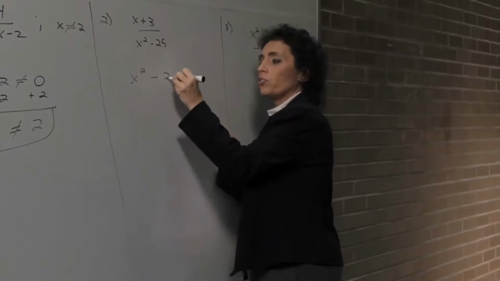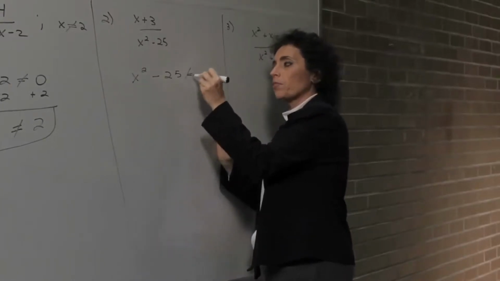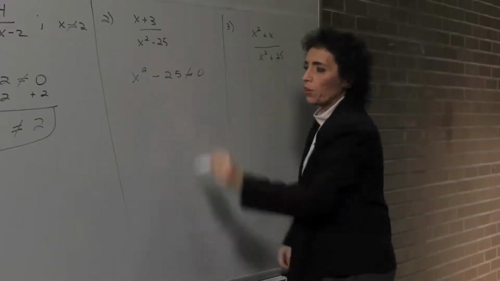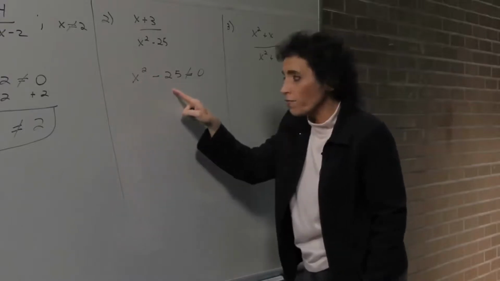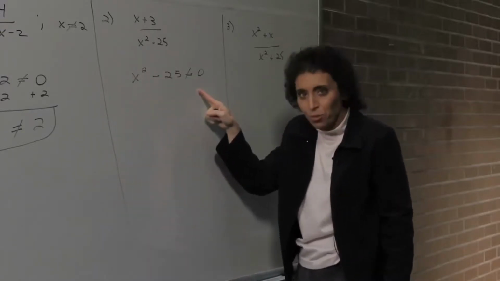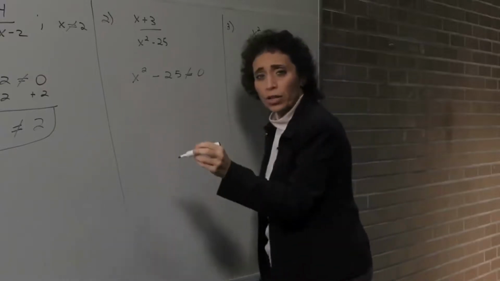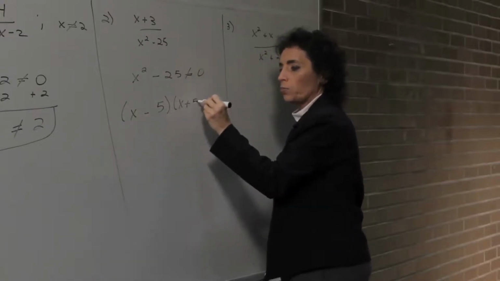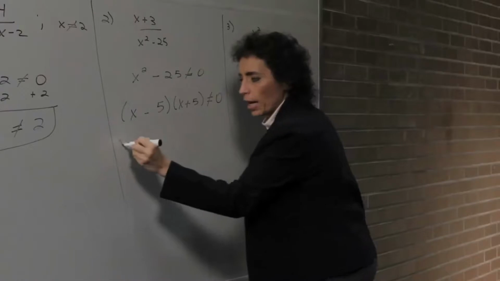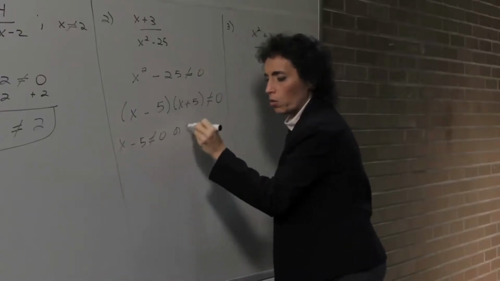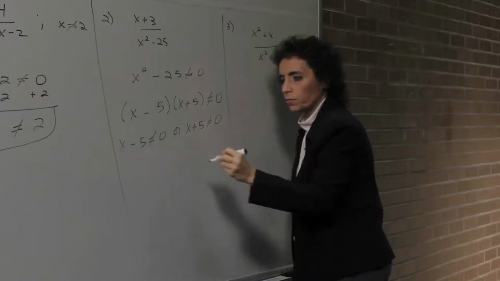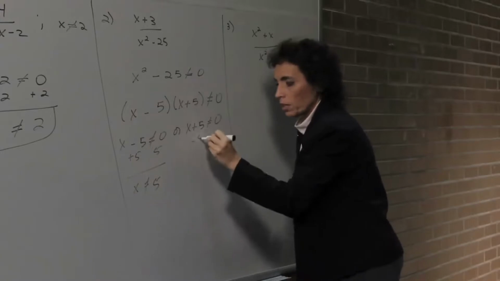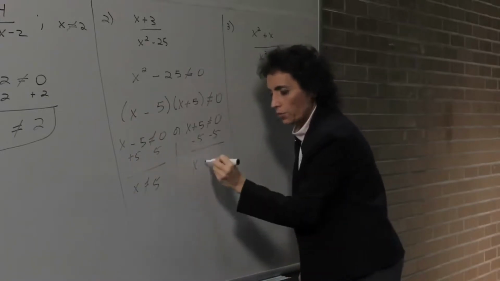x squared minus 25 cannot be 0. Well, now, x squared minus 25 cannot be 0. Look what happened here. This is a quadratic, so I could factor this, set each factor not equal to 0. Okay? So you do it the same way you do an equal 0. So it's x minus 5, because it's a difference of 2 squares, x plus 5. x minus 5 can't equal 0, or x plus 5 can't equal 0. x can't equal 5. x can't equal negative 5.